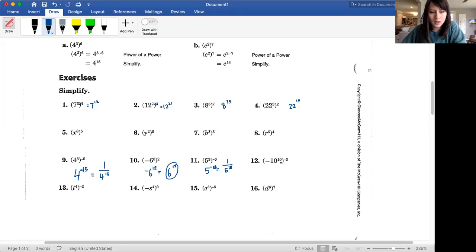Okay, this one's going to stay negative, I think, because negative 10 to the 10th power and then that to the negative third will make this negative 30. And so if we wanted to do this, this would be 1 over negative 10 to the 30th power.